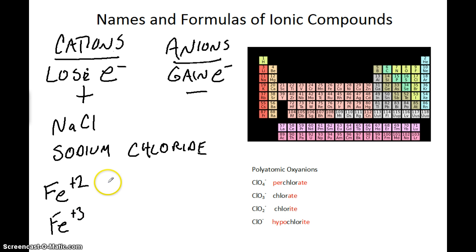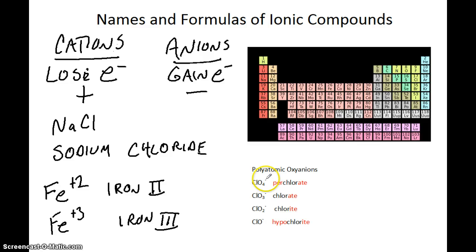So when I write the name, as I mentioned a moment ago, I use Roman numerals. So this would be iron(II), this would be iron(III). And so oftentimes you'll see names written where it says iron(II) chloride or iron(III) chloride. I'll go over how to write those formulas in the next video, but in general what you need to know is that Roman numeral in the name is telling you the charge of the cation, the first thing.